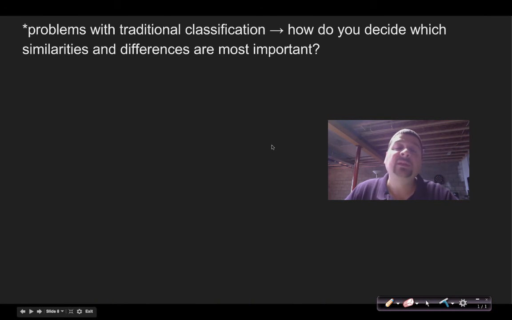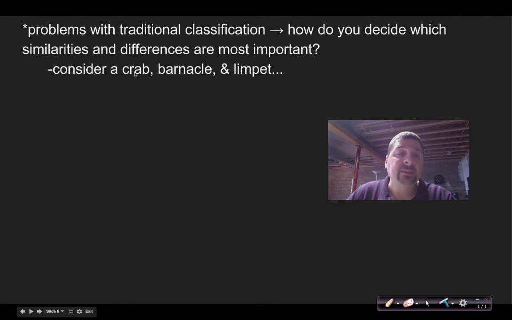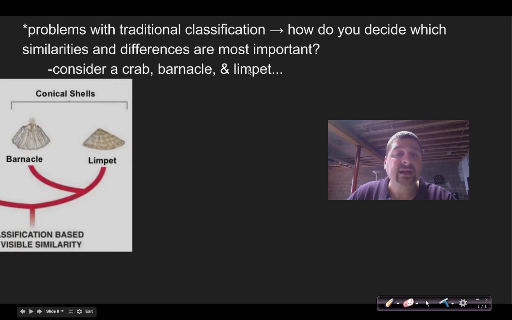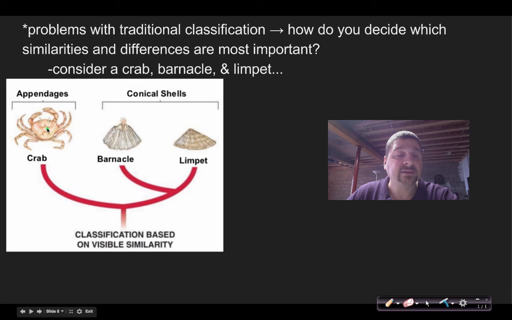There are still some problems with that traditional classification system, because how do you decide which similarities and which differences are most important? Okay, back in the 1800s, what did we use? For example, if we talked about a crab, a barnacle, and a limpet, most of the time, just by looking at them, here are the 3 organisms, okay? So 1, 2, 3. If you had to classify them just based on their physical characteristics, we'd say, oh, well, the barnacle is kind of this flat shell type creature, so is the limpet. So those are probably more closely related. They share a closer common ancestor than the crab that's got these big claws and appendages and is running around on the beach or the bottom of the ocean.